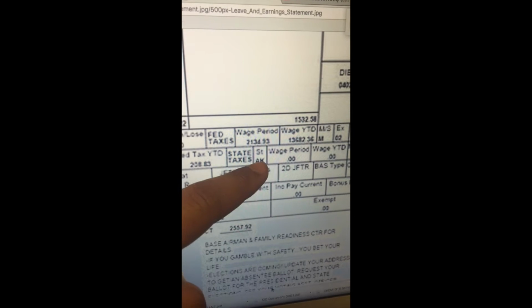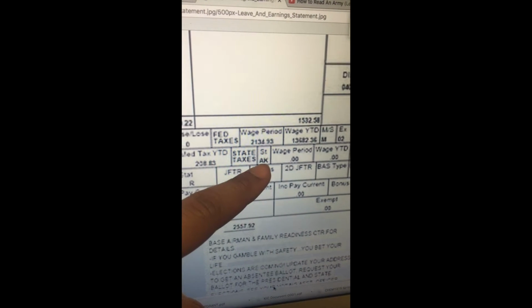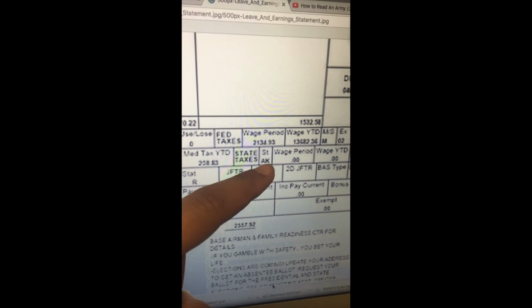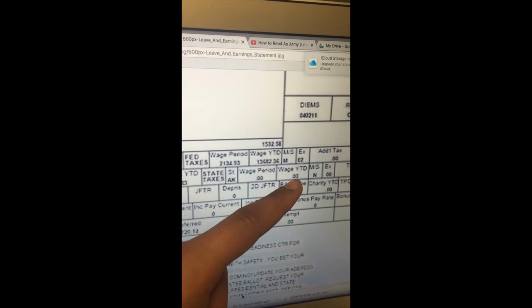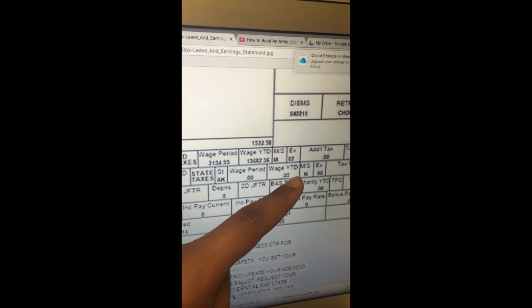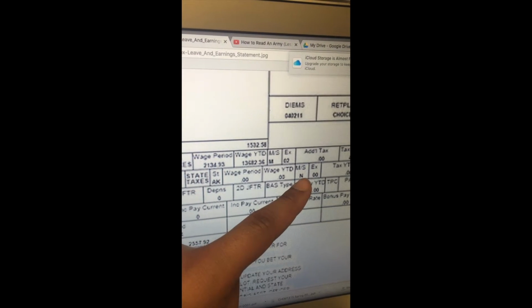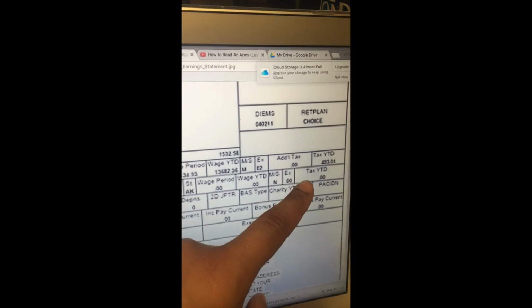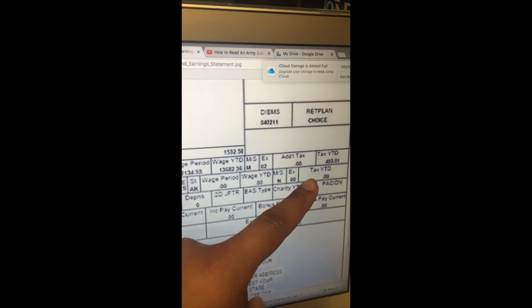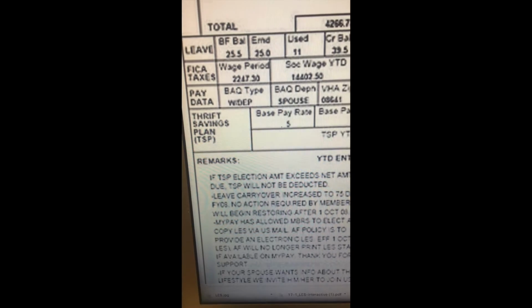Next we have state taxes. This is the little code that is your home of record. Wage period, this is the amount of taxes that can be taken out for state during this pay period. This is the total amount that can be taken out for state taxes during the whole year. Marital status, number of exemptions that you can put down for state taxes, and then this is the running total of all the state taxes that have been taken out so far.